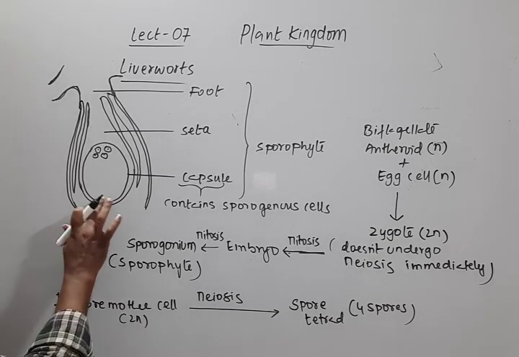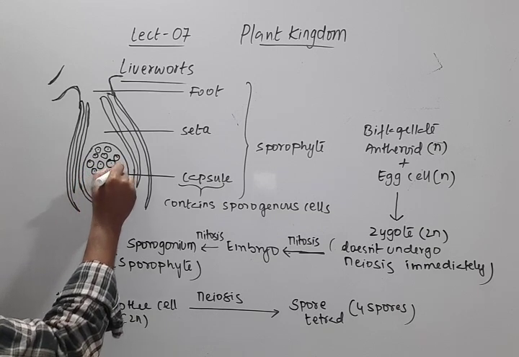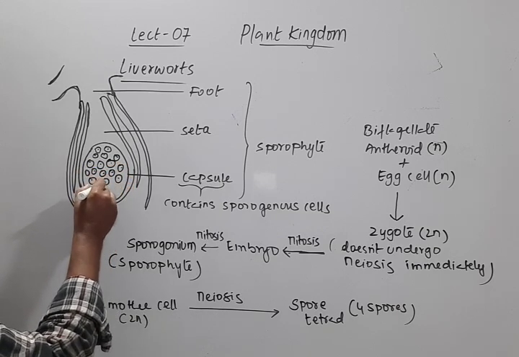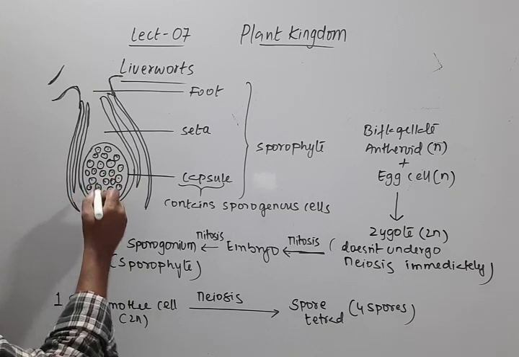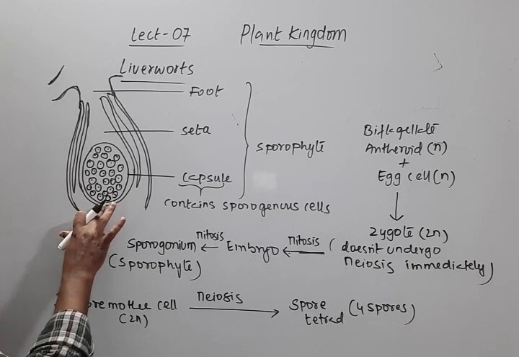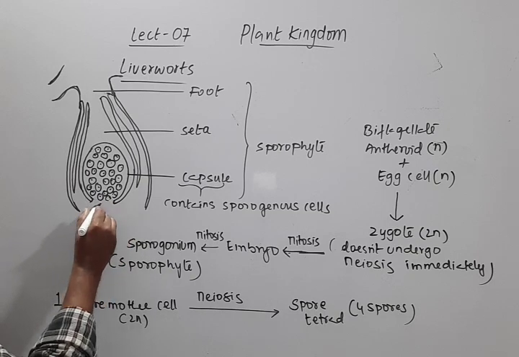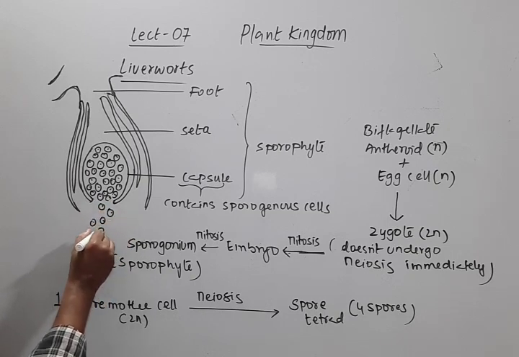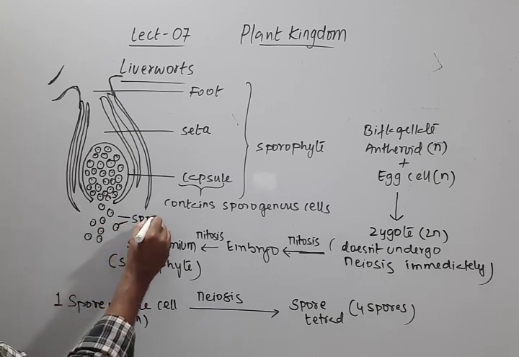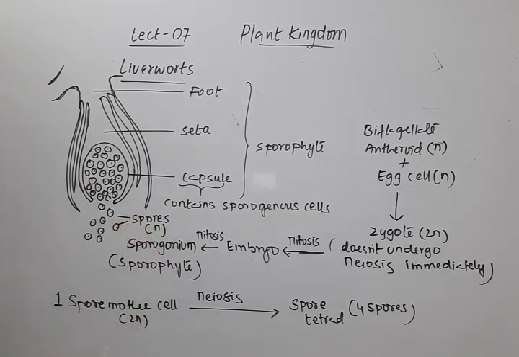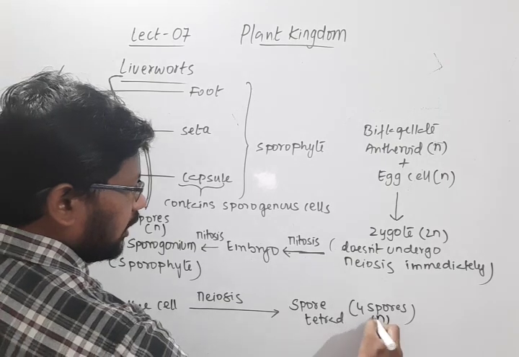Once the spores are formed, here I'm drawing the spores. This whole capsule will be filled with millions of spores. Later, once they become mature, the capsule breaks open and releases the spores. These are all spores, and each of the spores is haploid.